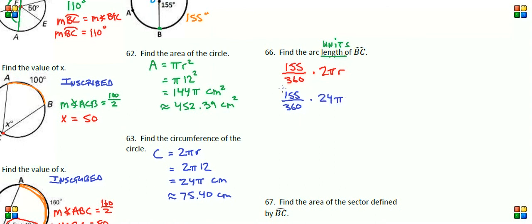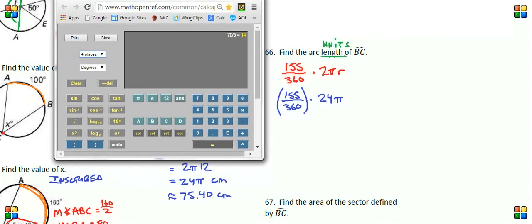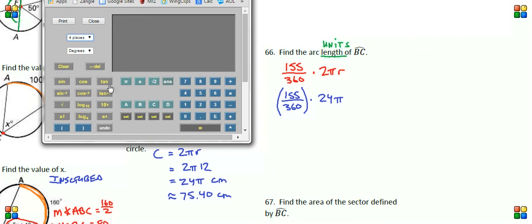So all we have to do is, let's put this in parentheses now, and let's go ahead and put this into our calculator. I'll move this over to this side so we can see it. So we're going to clear the display, and let's put in parentheses 155 divided by 360, close parentheses, times 24 times pi equals, and our answer is approximately 32.4631. Let's round that to 2 decimal places, which is 32.46.